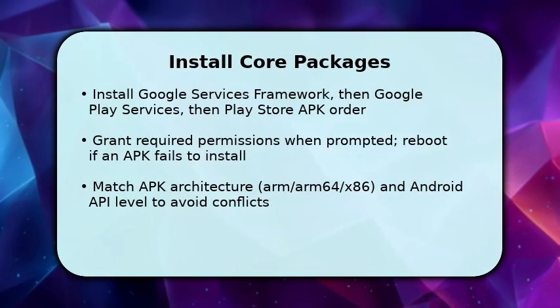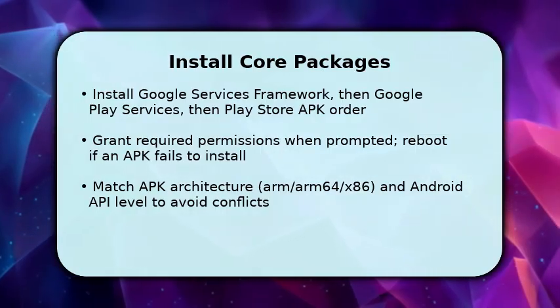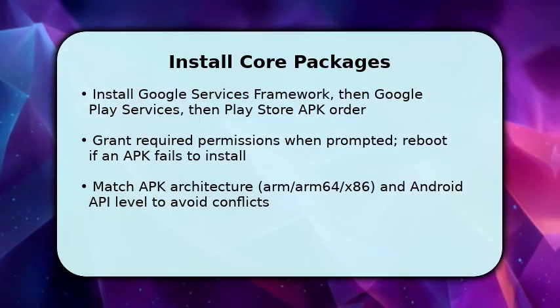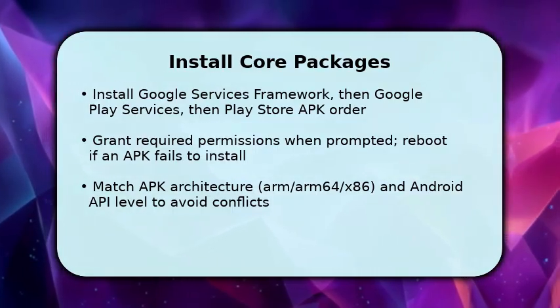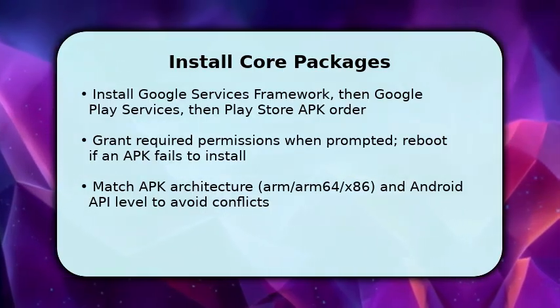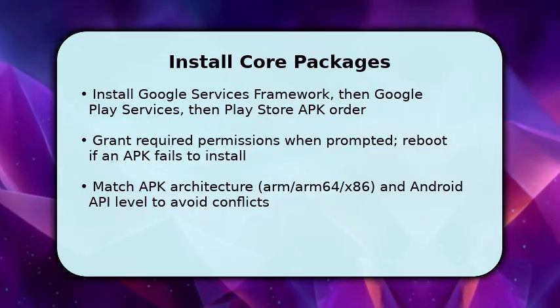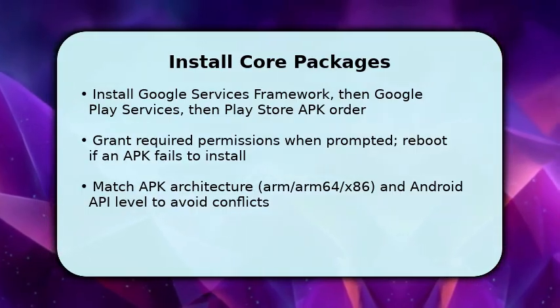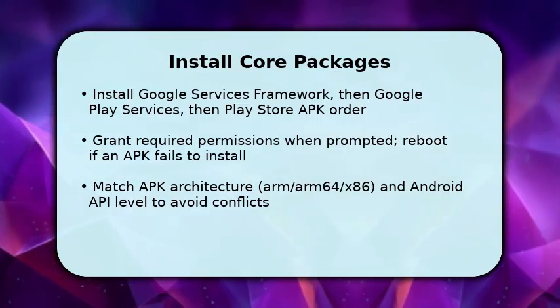Now perform the installs in order. Install Google Services Framework first, then Google Play Services, and finally the Play Store APK. You must install the versions that match your device architecture and Android API level. Mismatches cause crashes. As you install, grant runtime permissions when prompted and watch for install errors. If an install fails, reboot and retry the exact sequence. Sometimes clearing the package installer cache helps.